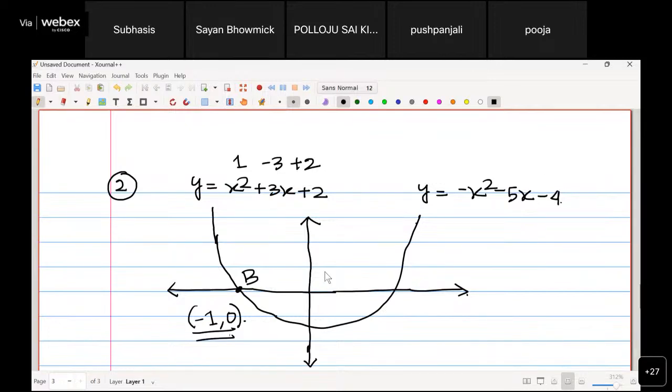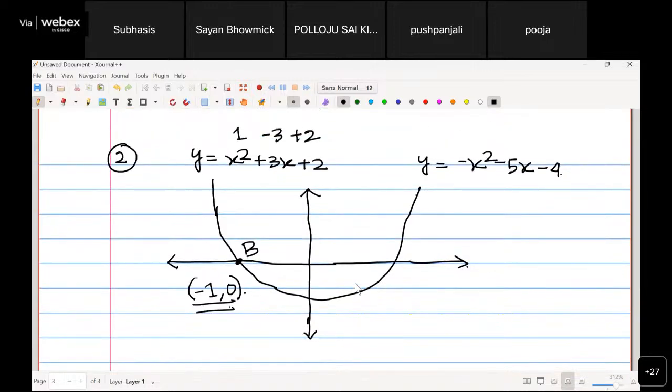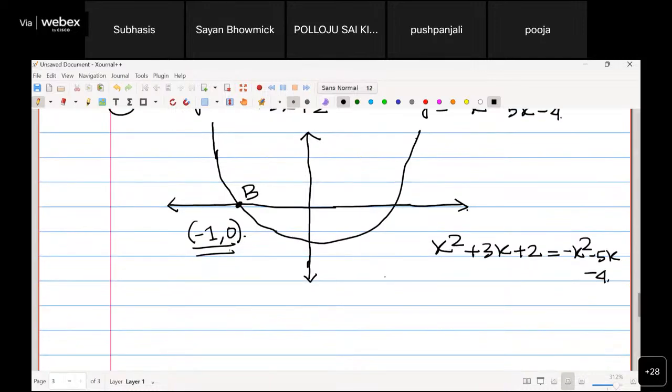Okay, so generally how do you compute the intersection point? You just need to equate both the equations. 3x plus 2, which is basically minus x square minus 5x minus 4. So if I equate both the equations, then what am I getting? I'm getting 2x square plus 8x, I guess. Yeah, 8x. Just let me know if I'm doing something wrong. So this is plus 6 equal to 0.